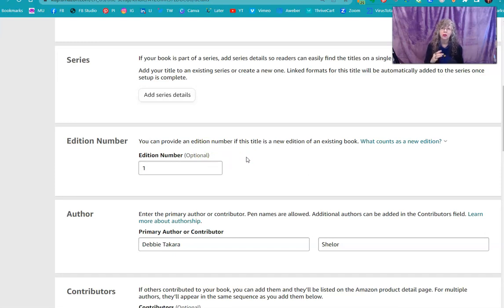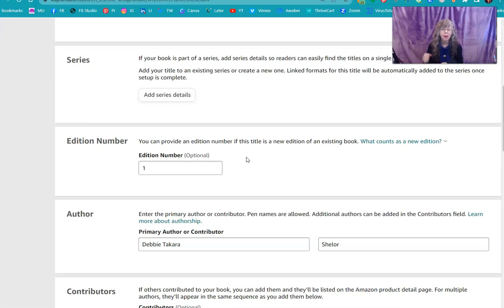Edition is like, sometimes somebody writes a book that becomes quite popular, and then at 10 years or 20 years, they do an anniversary edition. That's kind of what this is about. If this is the first time you're publishing this, but now you have an updated version.